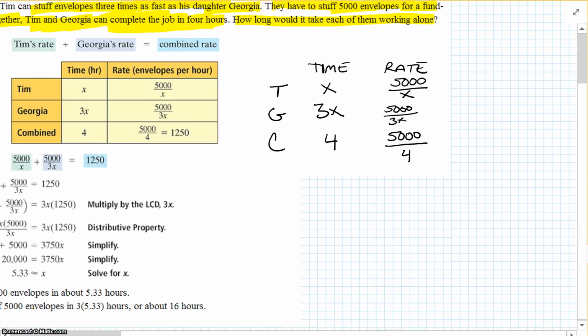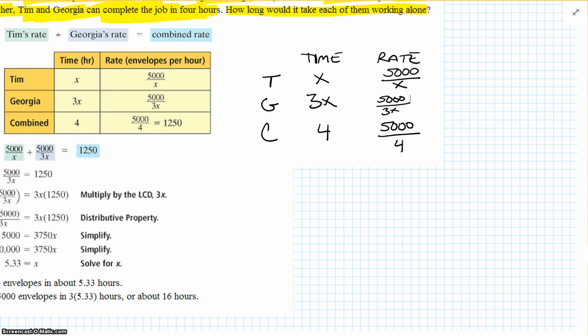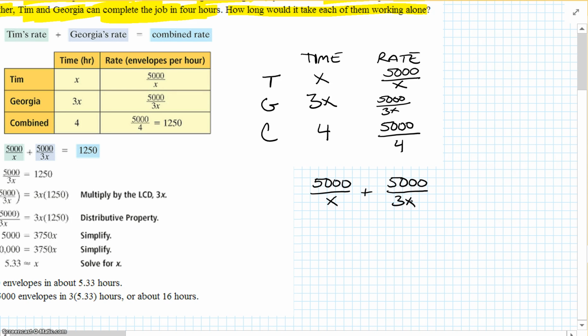And what do we know? When they work together, they can complete the job. So we know Tim's rate was 5,000 over x. Georgia's rate was 5,000 over 3x. And combined, it was 5,000 over 4. Okay, there's a couple of different things we could do here. We could cross multiply and all that fun stuff, but right now, let's simplify this a little bit.